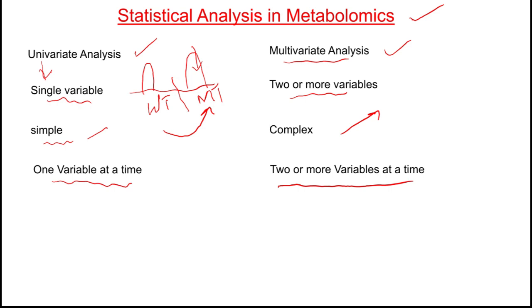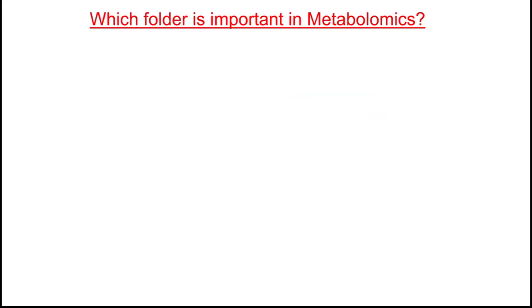Sometimes if you send your sample to the company for metabolomic analysis, they will perform univariate analysis and multivariate analysis together. I mean they will use univariate analysis to just give you comparison of one to one, and if you want to do multiple comparison, they might also perform ANOVA to go for multiple groups comparison. So we can talk about which folders are important in metabolomics analysis.